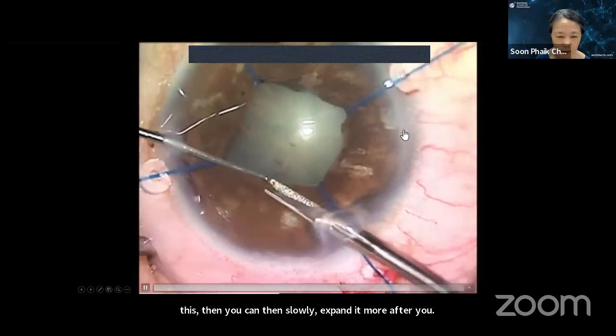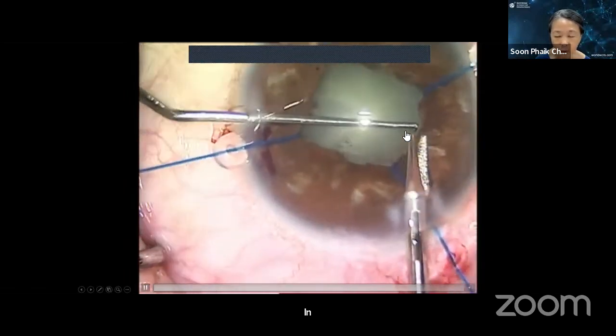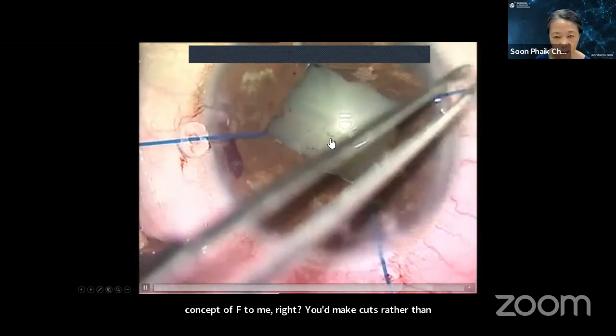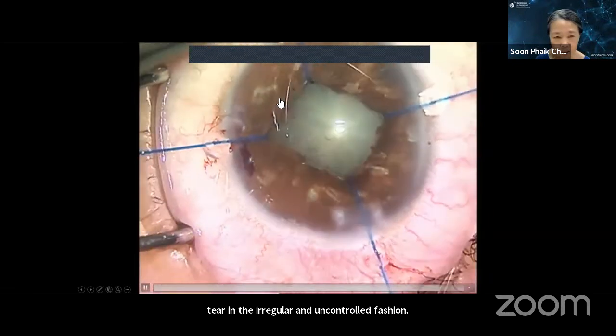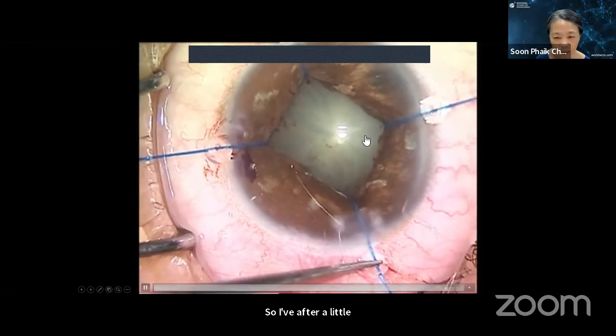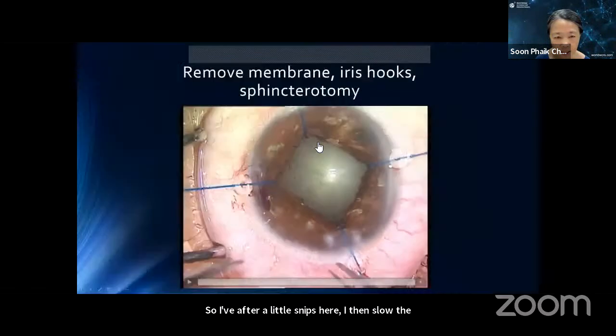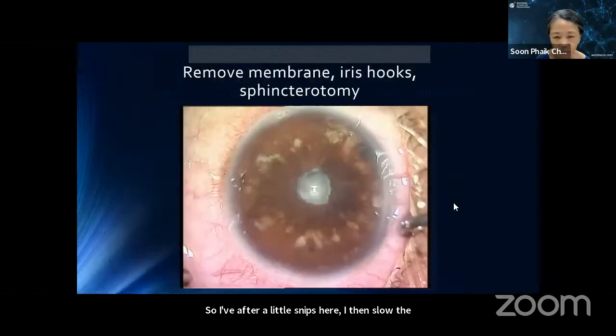So this is really the concept of episiotomy, right? You make cuts rather than tear in an irregular and uncontrolled fashion. So after a few snips here, I then slowly do expansion of this pupil in a graded fashion, and I just watch in case it tears further.